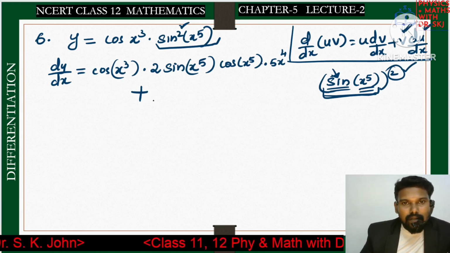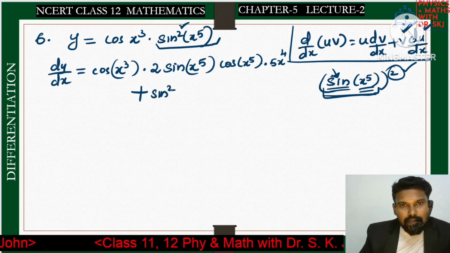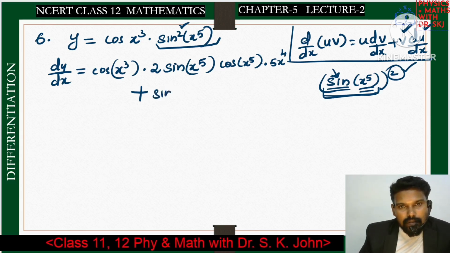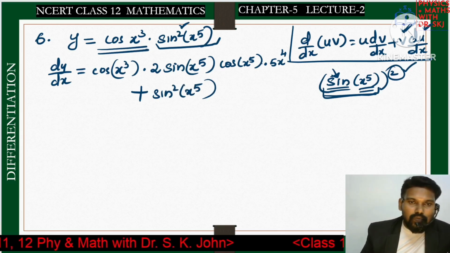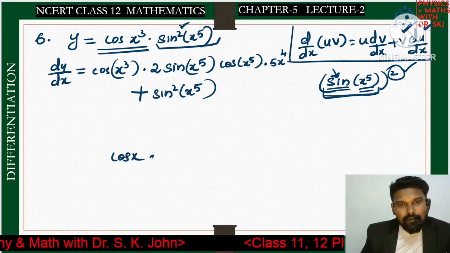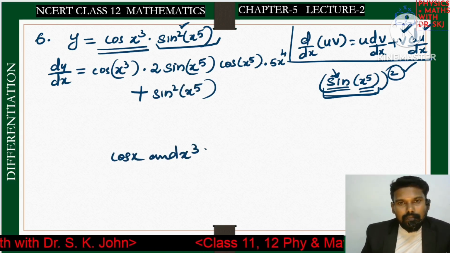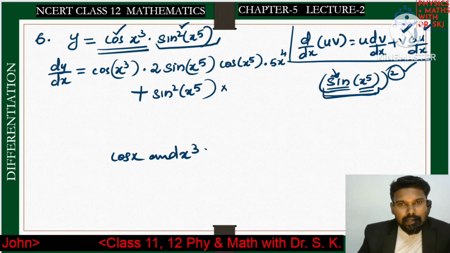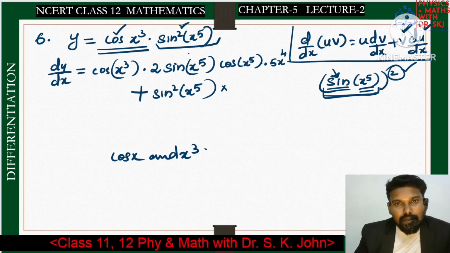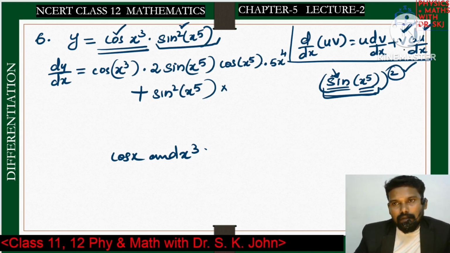What is the second function? Sine square x raised to 5. The first function is the composite of two functions, the cos x and x cube. So first you have to differentiate cos. Second function derivative first. We are doing this time.